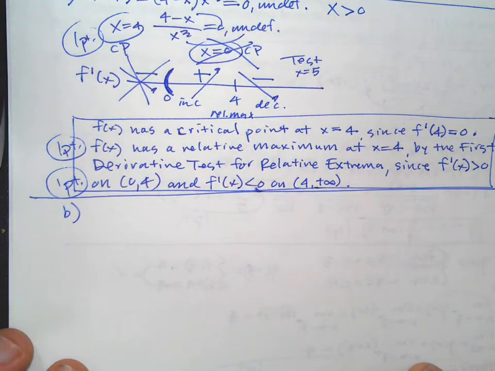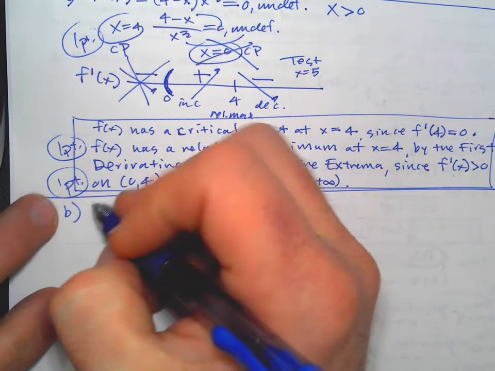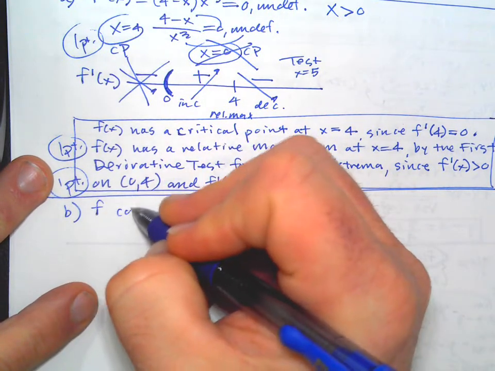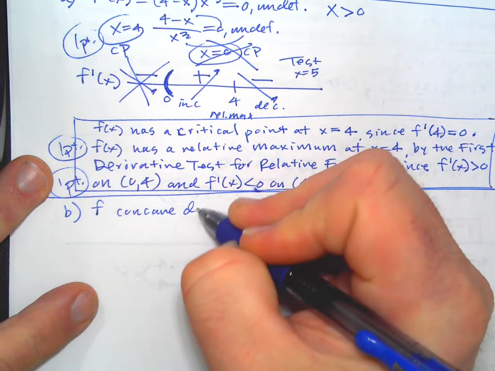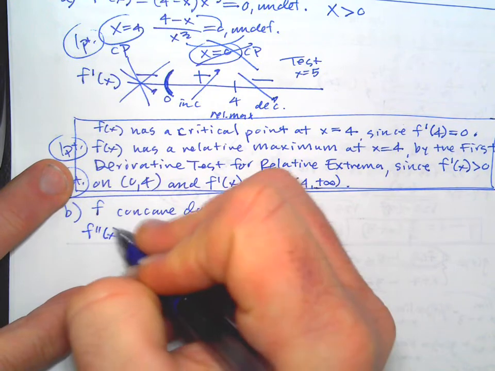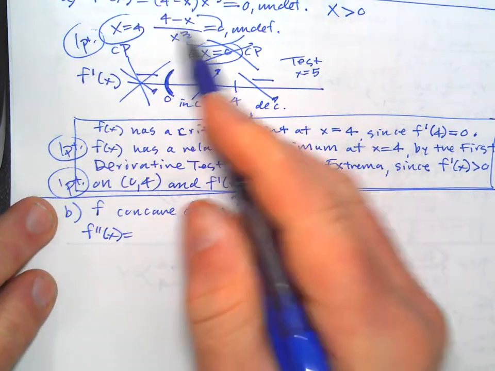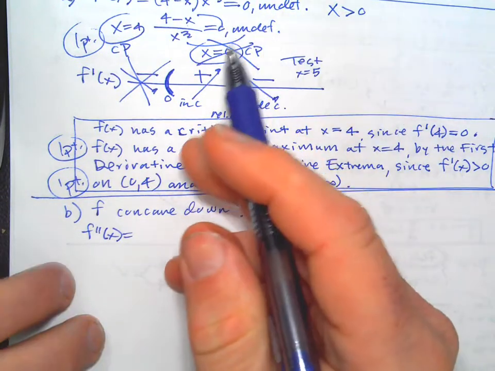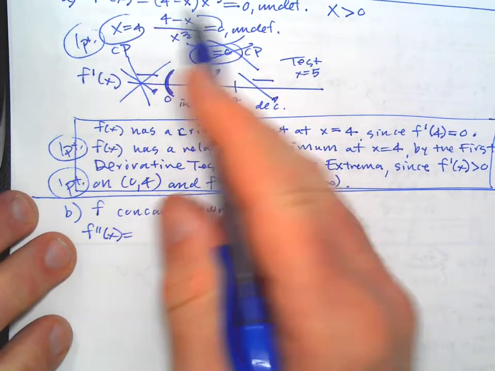Part B says, find all intervals on which the graph of f is concave down. Justify your answer. Well, concave down means the second derivative is negative, so that's what we have to do and explain. So where is f concave down? We've got to find the second derivative. We already found the first derivative. We could do quotient rule, or we could do product rule, either way. But it's pretty nice for product rule, I guess.